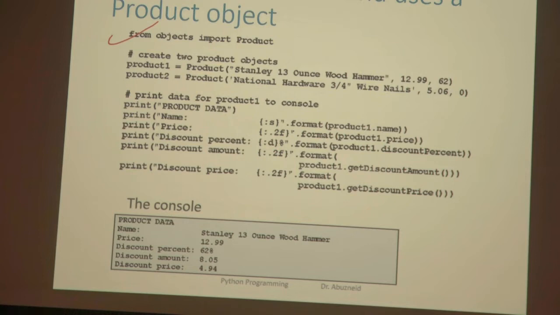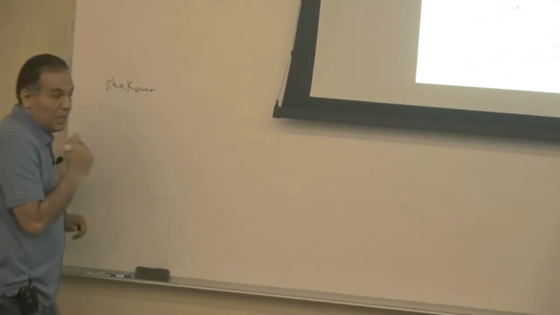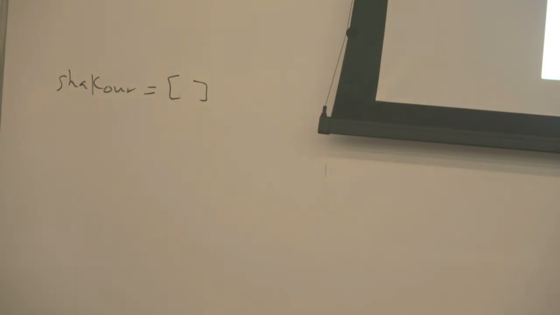Then create two product objects. How can I create two product objects? Product 1, I call it, equals product, and then I pass the parameters to it. For example, we have agreed that list is a class, right? So if I need to create a list, how can I create it? I give it a name, call it Shakur. That's the name of the list. Equals, so what am I doing? I'm creating an object of a list.